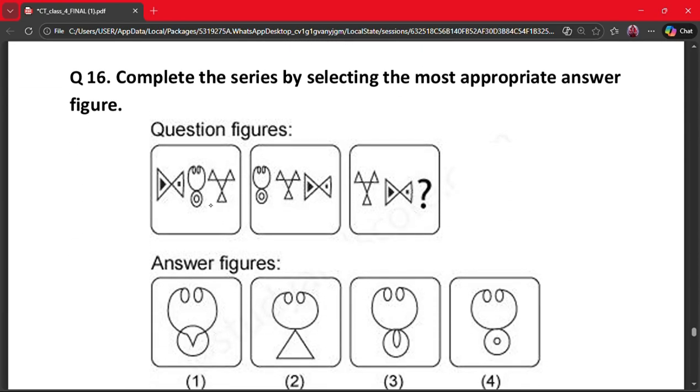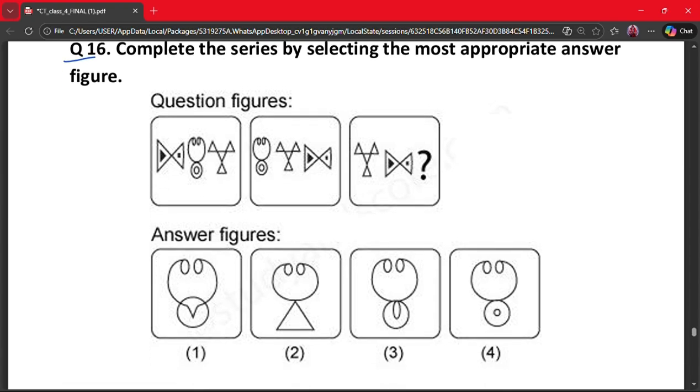Question number 16. Complete the series by selecting the most appropriate answer figure. So let's have a look at this. This is the question figure and these are the answer figures.